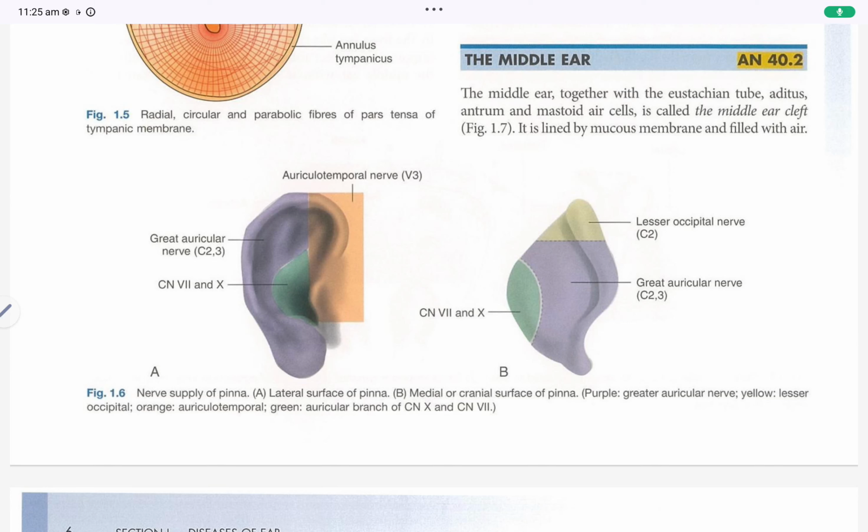Diseases of Ear, Nose and Throat and Head and Neck Surgery by P.L. Dhingra. Anatomy of the Ear: the middle ear.